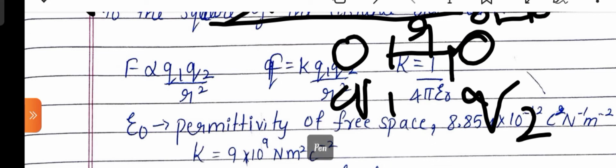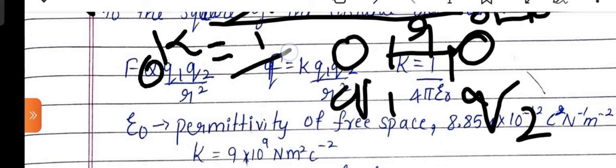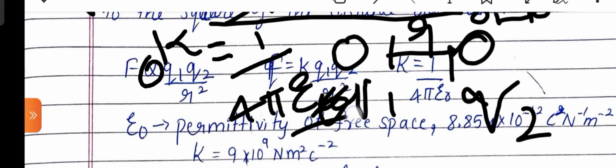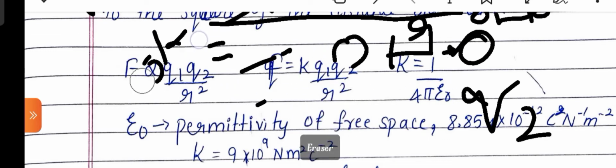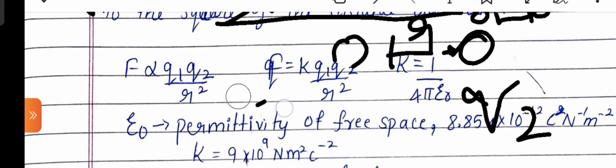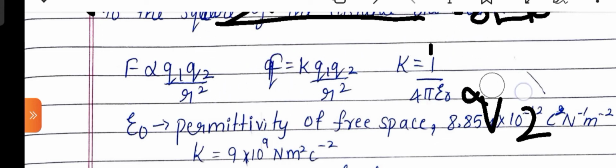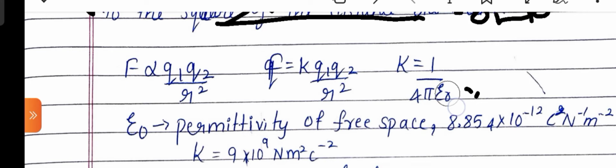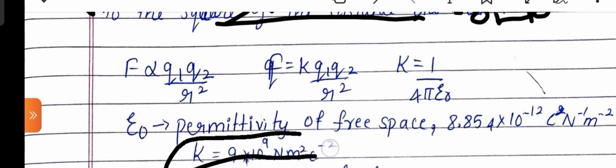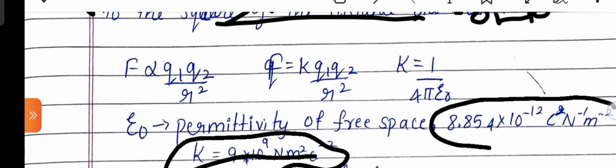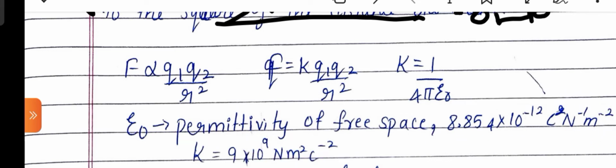In order to remove this proportionality symbol, we introduce a constant k, and that k is equal to 1 by 4 pi epsilon naught. This epsilon naught is the permittivity of free space. This k value is 9 into 10 power 9 newton meter square per coulomb square. So this is the k value and this is the permittivity of free space value.